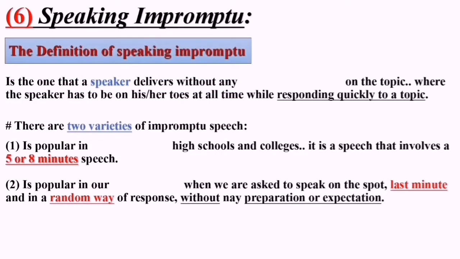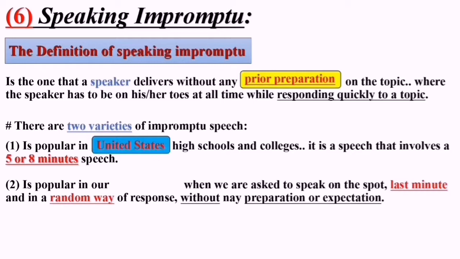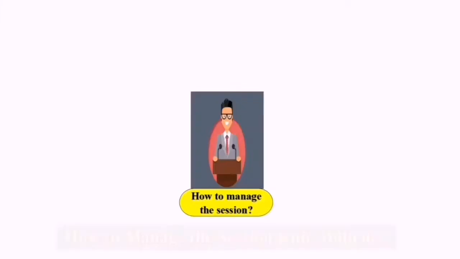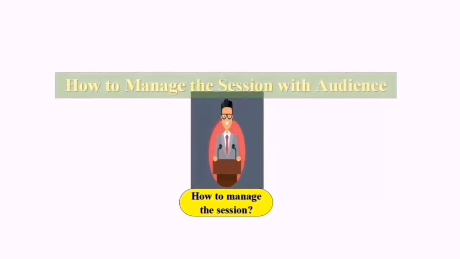Number 6, speaking impromptu. Speaking impromptu is the one that a speaker delivers without any prior preparation on the topic. Also here, we have two varieties of impromptu speech. Number one is popular in the United States. Number two is popular in our daily lives. These are the 6 kinds of public speaking.